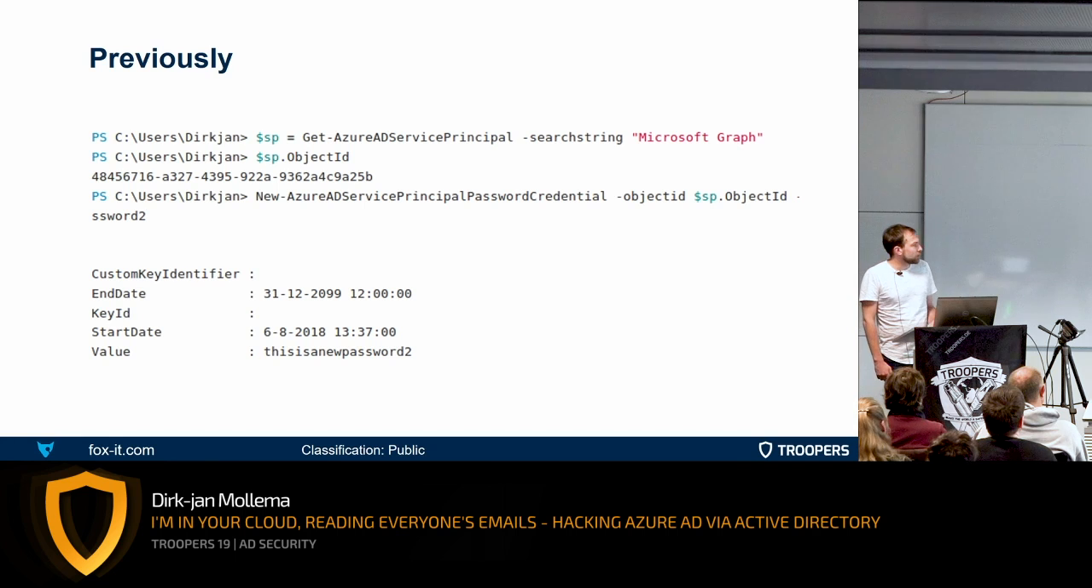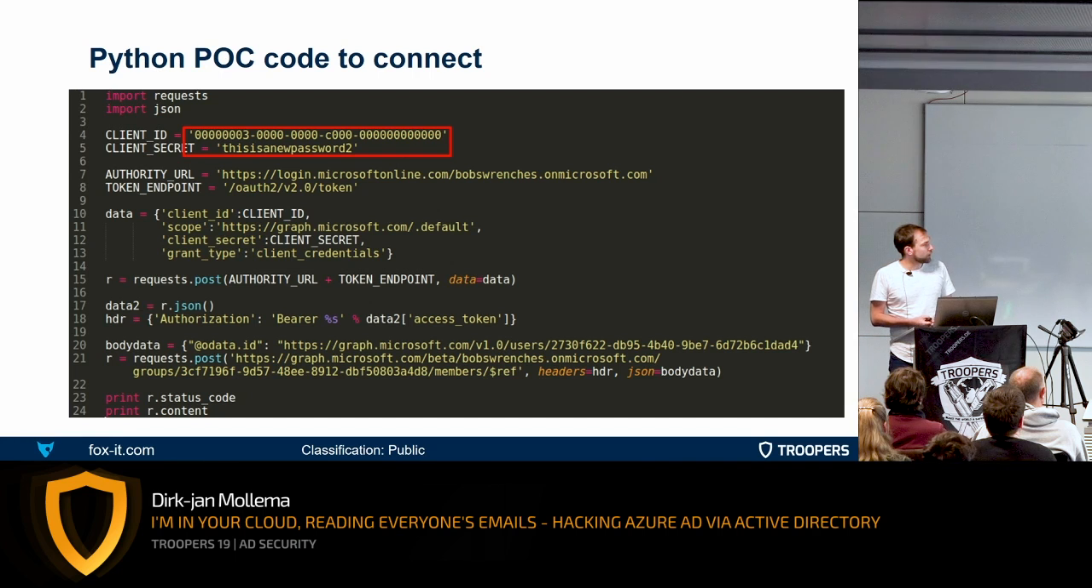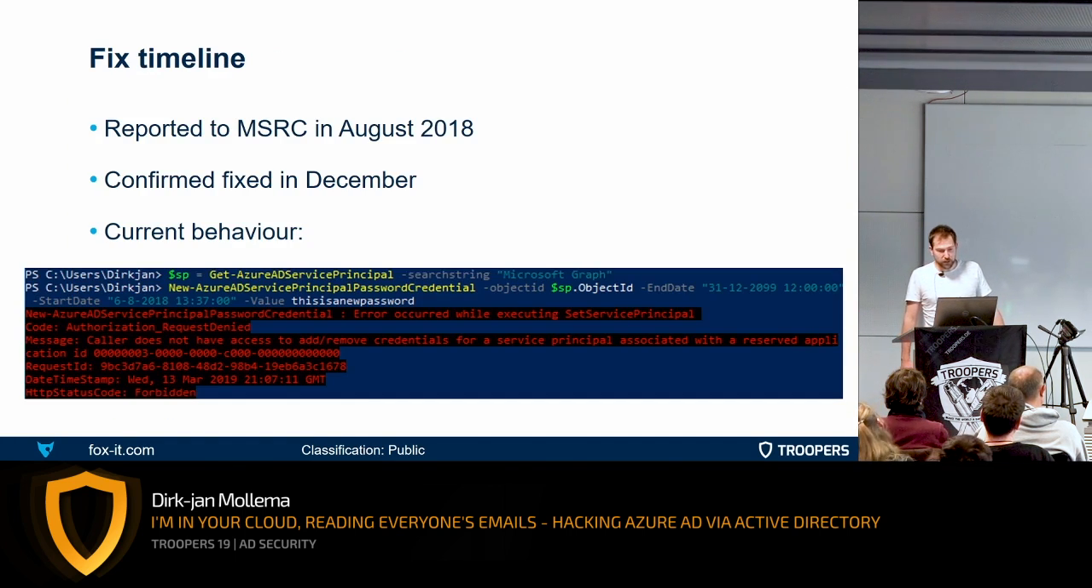you used to be able to just query the Microsoft Graph, get its object ID, and assign new passwords to the Microsoft Graph principal. Then you're connecting as the Microsoft Graph account to Azure AD, and you can do all kinds of stuff. Like here again, I'm adding a new user to a group, and that shows up in the logs as, hey, the Microsoft Graph just added a new user to this group. But this is also fixed. I reported this in August, and Microsoft fixed this in December.